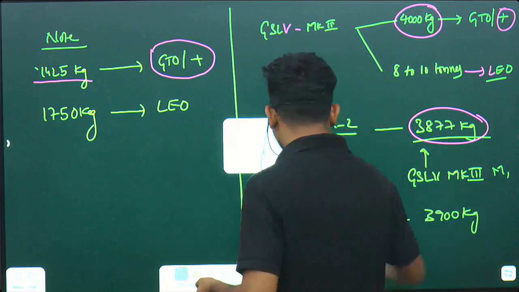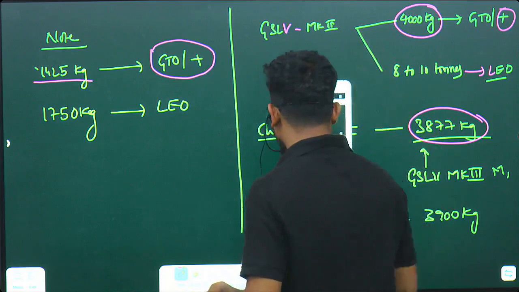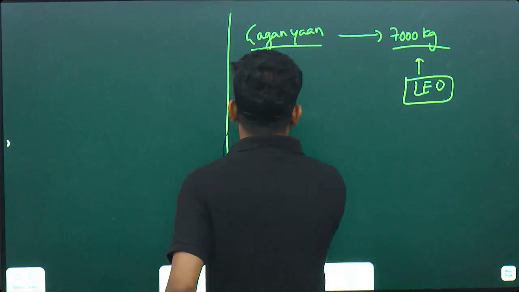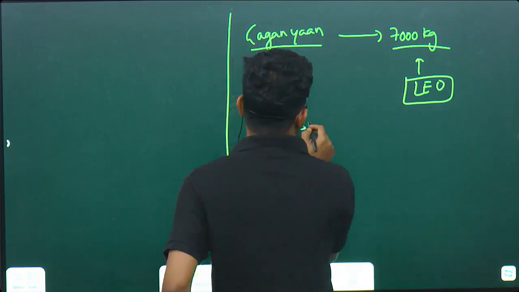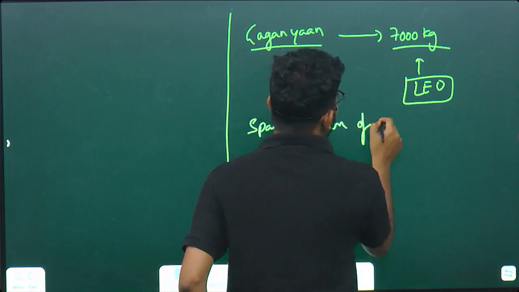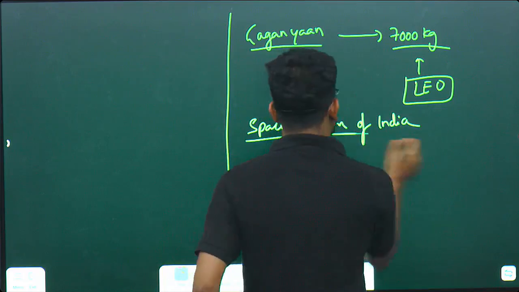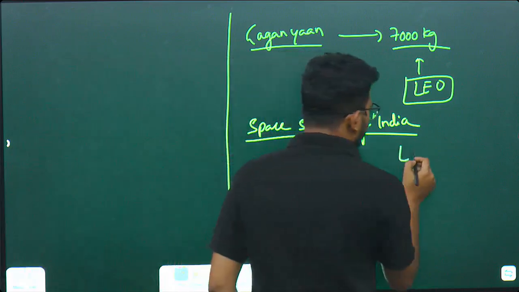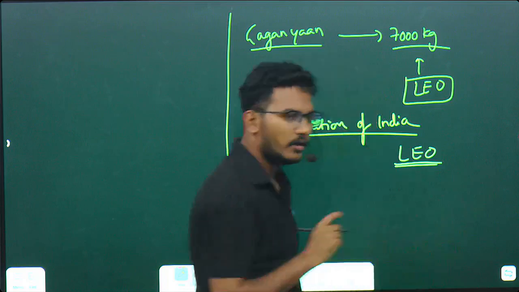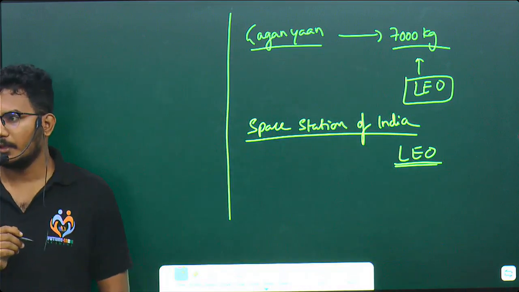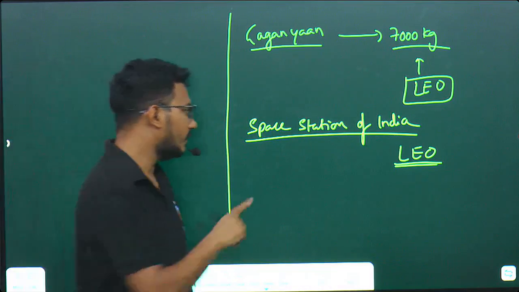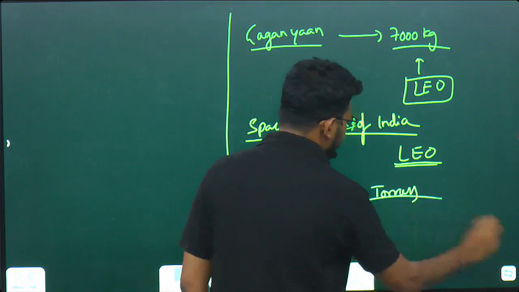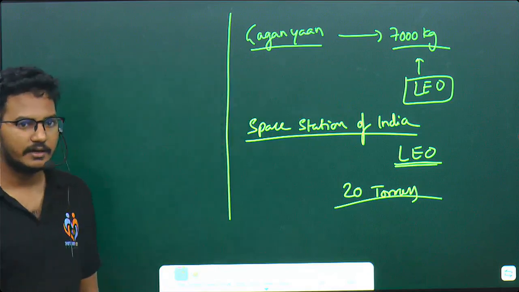Last one, one more example right now: the Space Station of India. We are trying to construct a space station. The space station also will be in lower Earth orbit only. Here the weight is 20 tons.